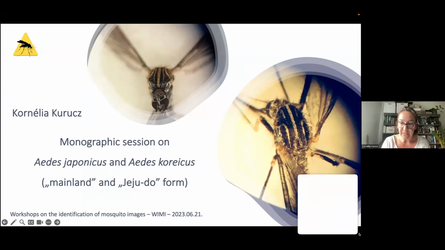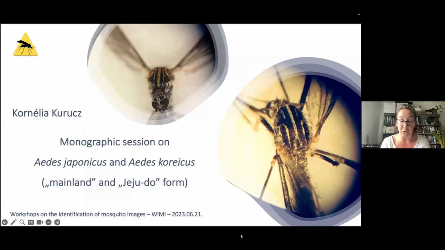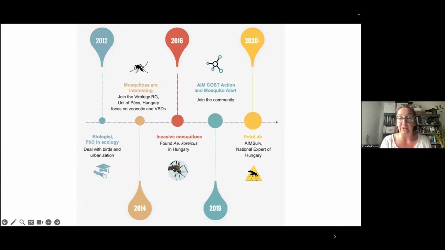Okay, so as Roger said, now we focus on these two species, Aedes japonicus and koreicus, and for these two, different morphological forms of koreicus. But before we jump into the middle of identification and characterization, I would also say just a few words about my relationship with mosquitoes. As Roger said, I made my PhD in ecology, and at that time I worked with birds, mainly urbanization studies, but no mosquitoes.